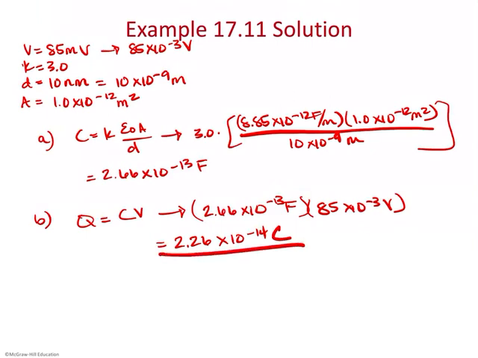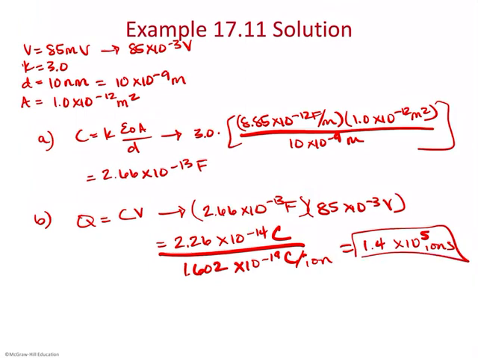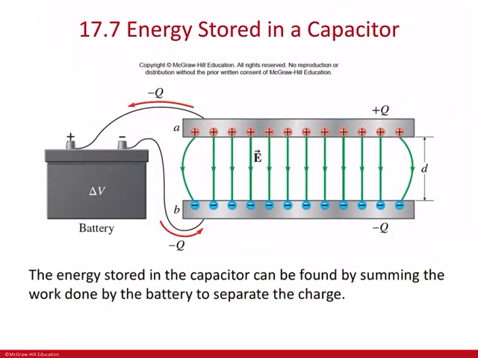Now, that is not giving you the number of ions. So for ions you would divide by 1.602 times 10 to the negative 19th coulombs per ion, which cancels out those coulombs, the same way that you would find how many electrons. So 1.4 times 10 to the 5th ions. Okay, so that's example 17.11.